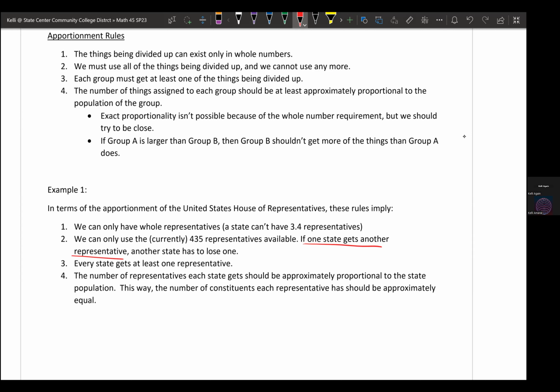And you'll see how that works in practice when we do the examples. Every state has to get at least one representative, no matter how small. And of course, the number of representatives should be approximately proportional to the state population. So like we said, bigger states should have more representatives.